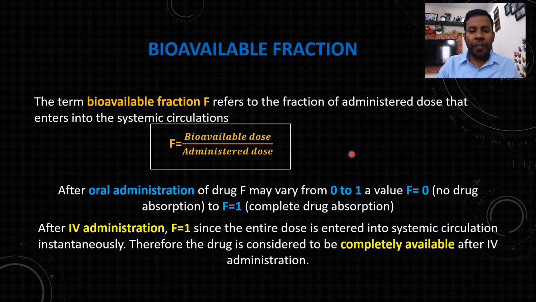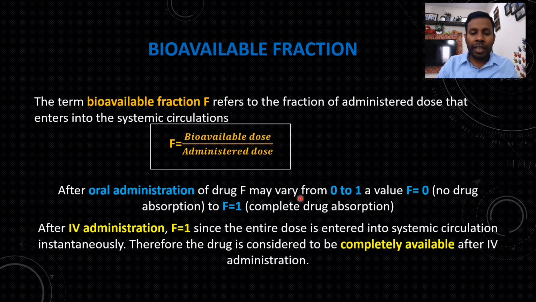Next is bioavailable fraction. It is the ratio of bioavailable dose to the administered dose. This ratio is called bioavailable fraction. Means how much drug is biologically available to how much dose we are administering. That ratio will be called bioavailable fraction. After oral administration, this ratio will vary from 0 to 1. Lowest value will be 0 and highest value will be 1.